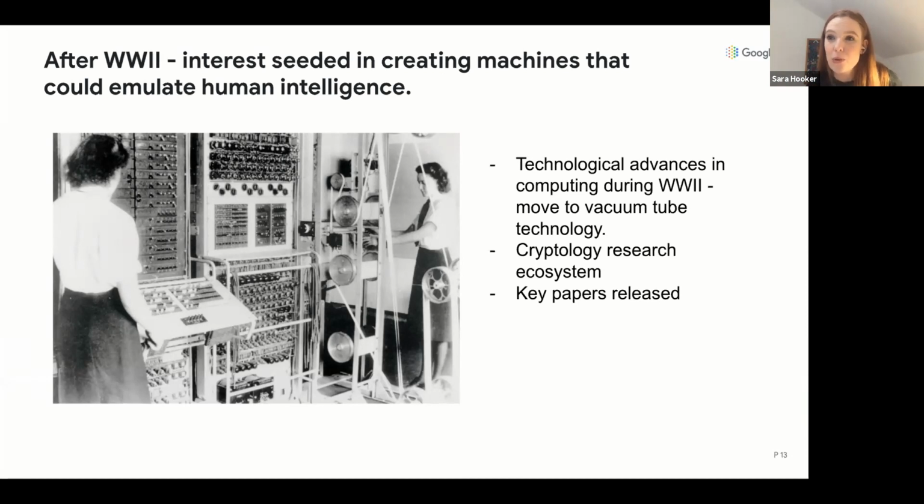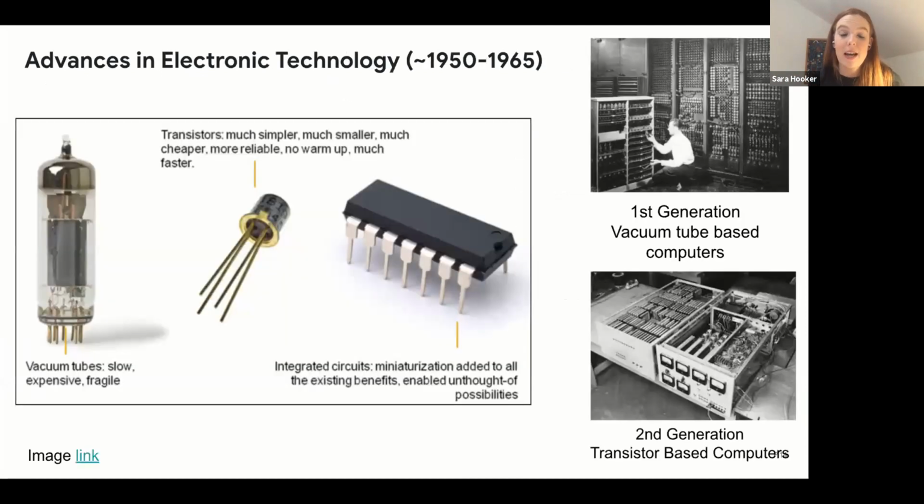And in fact, it was only after World War II that interest was seeded in creating machines that could emulate human intelligence. This was really for two reasons. The first was advances in electronic technology. We see the switch after World War II from vacuum tubes, which are fragile, tend to overheat, and had to be replaced frequently, to transistors, which were much more reliable. So this opened up breathing room with computing power, and people could think more broadly about the applications for compute.